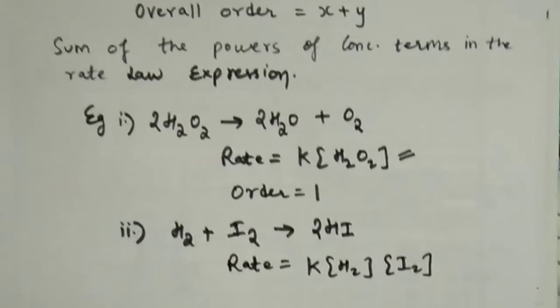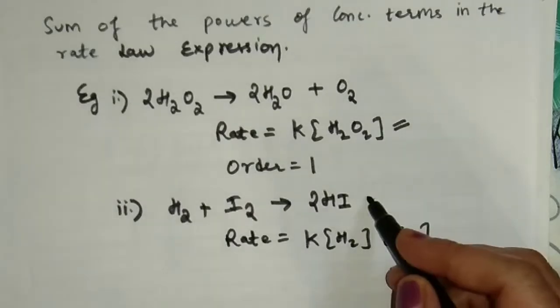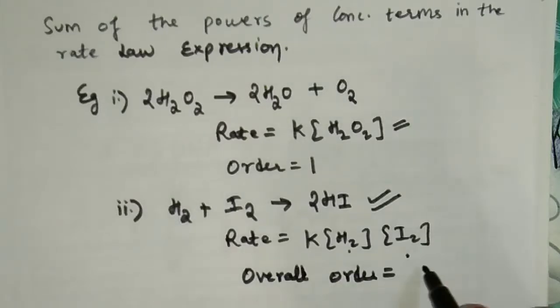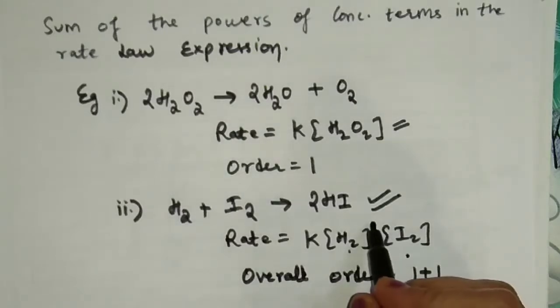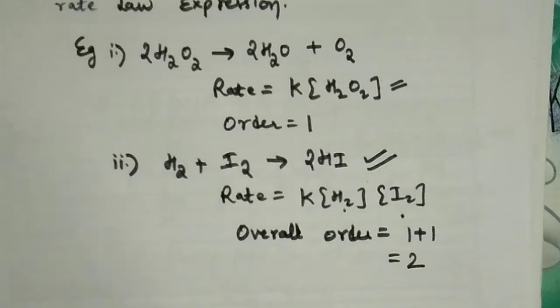So this experimentally determined rate law is giving us what information about this reaction. It is first order with respect to H2. It is first order with respect to I2, and hence the overall order of the above reaction is what? 1 plus 1, because this is x and this is y. 1 plus 1, 2. The overall order of the reaction is 2.